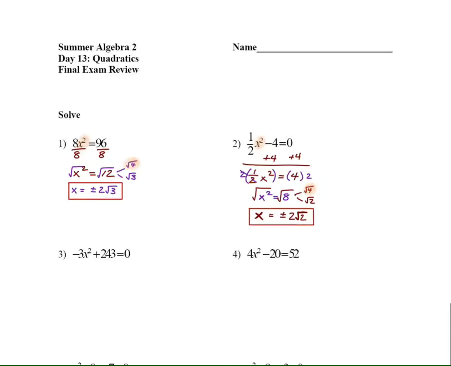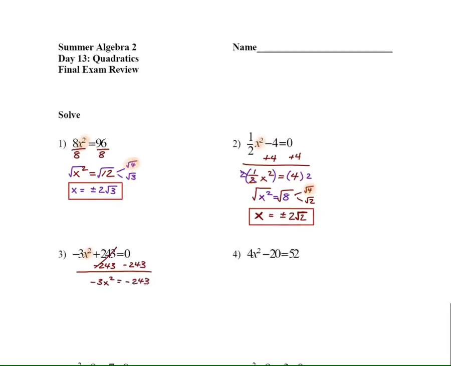Number 3, looking at the way it's set up, again, everything's on one side, so maybe I can use the quadratic formula. That will definitely work here. But I notice I don't have an x term, so I'm actually going to use square root. So I'm going to get x squared by itself. So I'm going to subtract 243 from both sides.